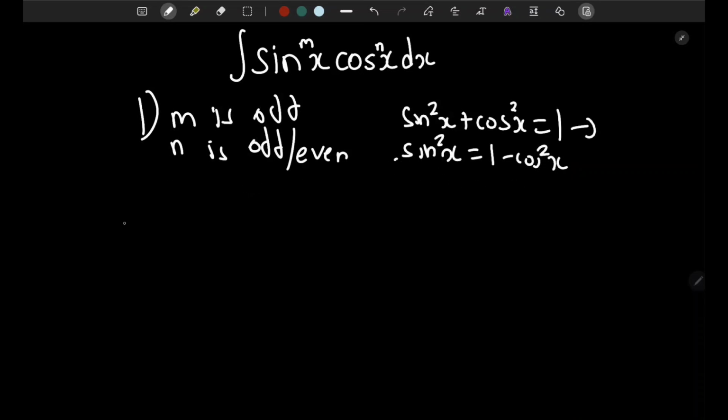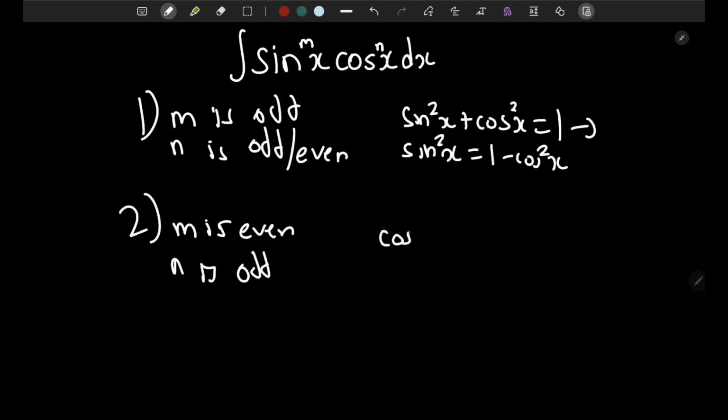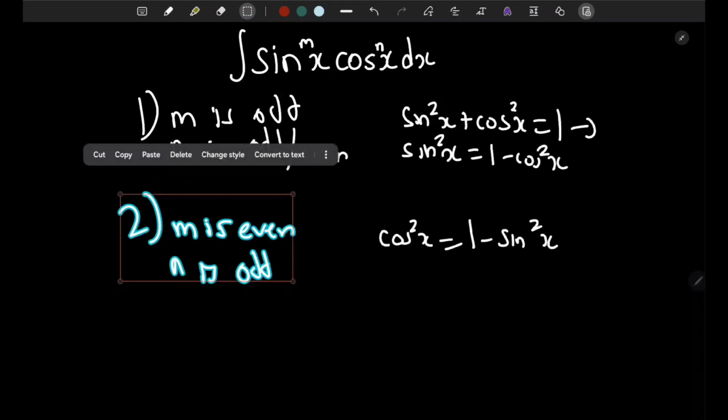Now the second case is that m is going to be even and n is going to be odd. Here we will be using the same formula, sine squared x plus cosine squared x is equal to 1, except that we are going to rearrange the equation in terms of cosine squared x is equal to 1 minus sine squared x. And I can give some examples for the first case and the second case before going ahead.